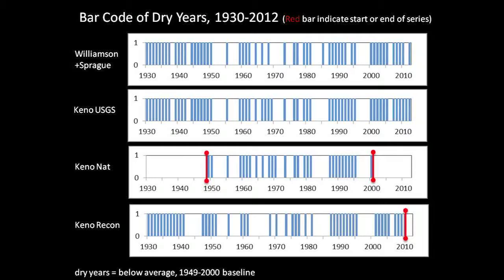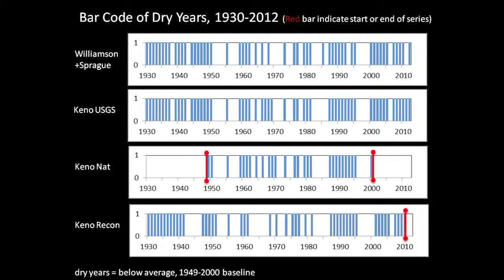This is my barcode diagram. It's a barcode of dry years, so all the blue bars show the dry years. These are below average years, from a 1949 to 2000 baseline. The records all go from 1930 to 2012, except for these starts and ends. We've got the two major tributaries, the USGS gauge at Keno, the Keno natural estimates, and the reconstruction.